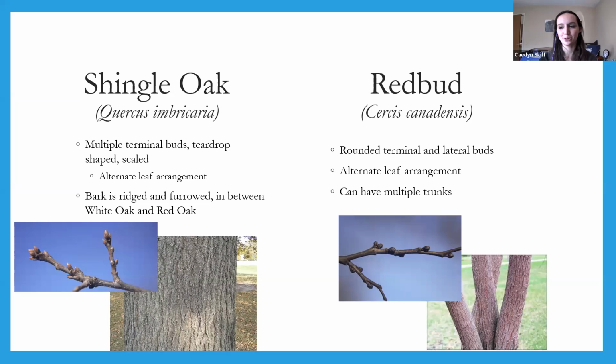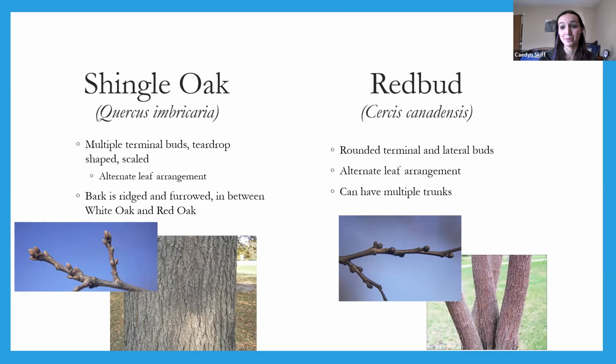The bark is also ridged and furrowed like most oaks, and it's in between white oak and red oak. So it's not as deep as white oak, but it's not as smooth as red oak. So if you had a red oak, a white oak, and a shingle oak all lined up next to each other, it'd be a great little comparison.